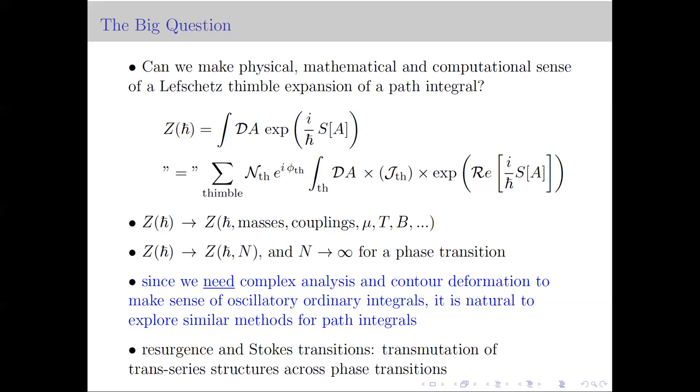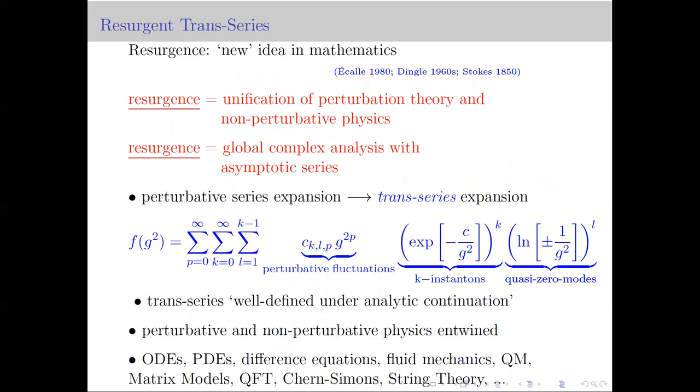So what is resurgence? The name comes from some work by a pure mathematician, Jean Écalle, from the early 1980s. Some of the key ideas actually are in Dingle's beautiful book on asymptotics. And the real ideas go back to Stokes from the mid-1800s. Some summaries of what it means for physics.